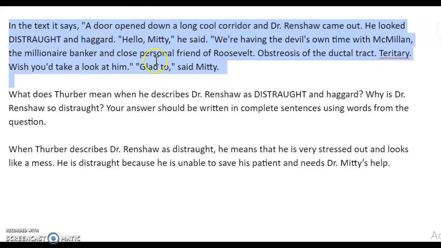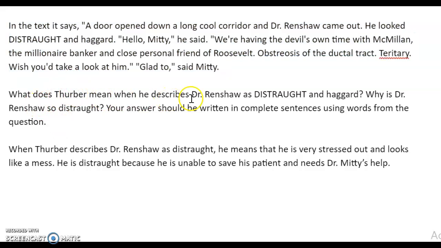They give you a passage from the story. Then it says, "What does Thurber mean when he describes Dr. Renshaw as distraught and haggard? Why is Dr. Renshaw so distraught?" Your answer should be written in complete sentences using words from the question.